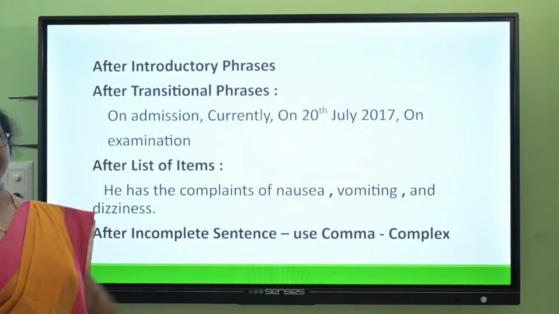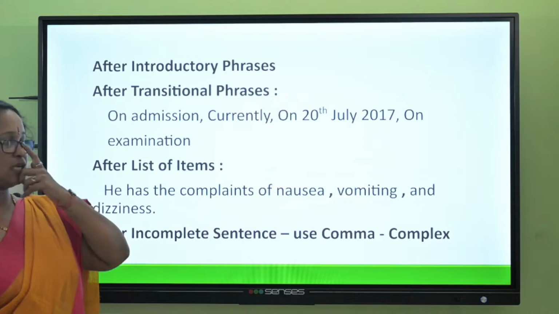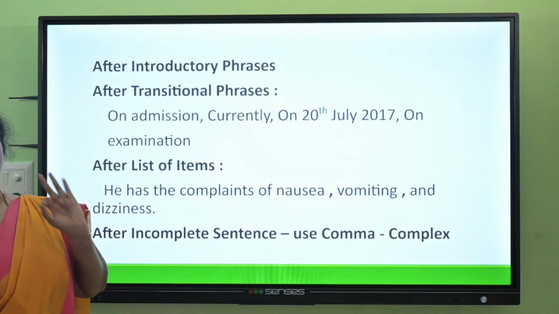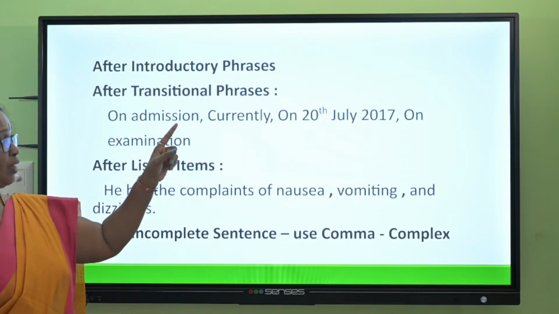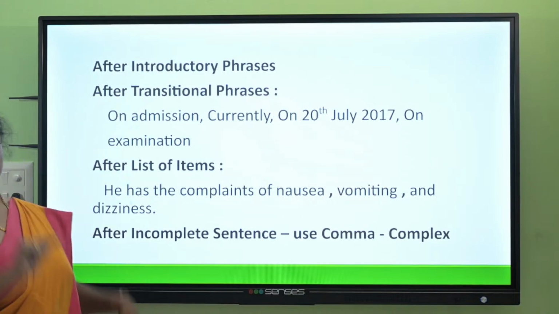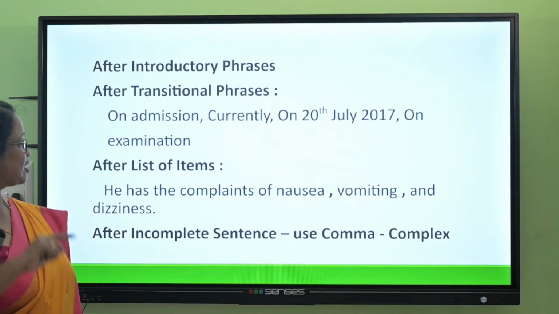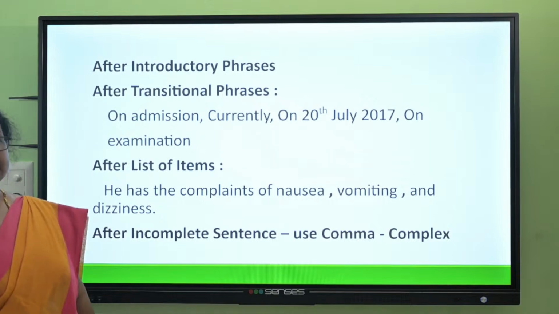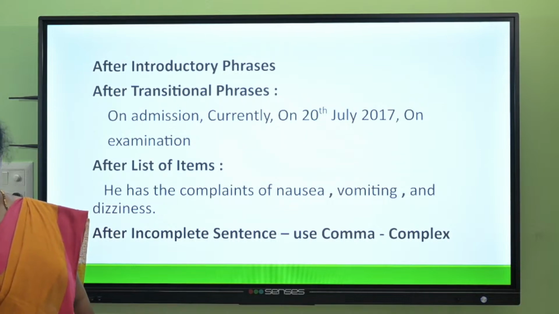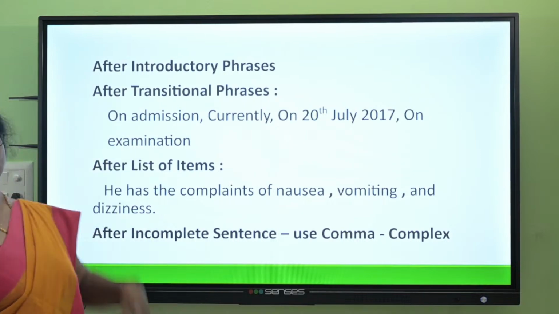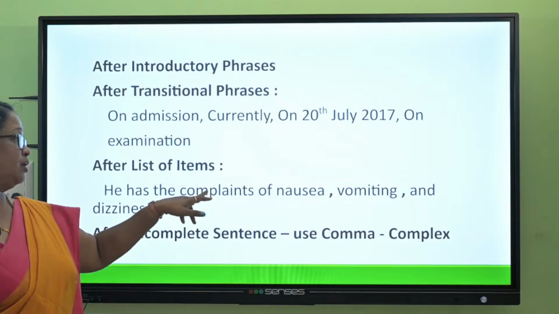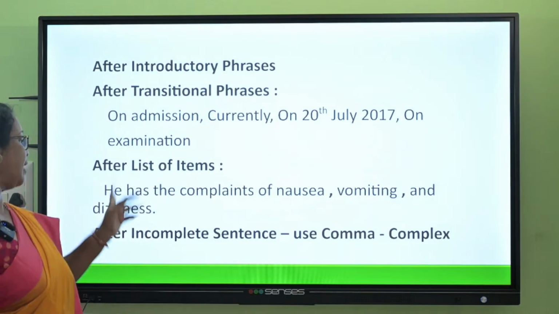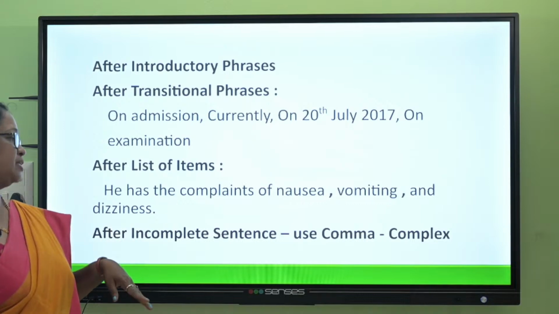Then after the introductory phrases and after the transitional phrases, compulsory you have to use a comma: on admission, comma, currently, comma, on 20th July 2017, comma, on examination, comma, during hospital stay, comma, etc. Subsequently, comma, currently, comma, consequently, comma, postoperatively, comma, like that you have to put the commas. And after a list of items, you see, as a complaint, before that I told you, nausea, comma, vomiting, comma, and dizziness. And after the incomplete sentence, use a comma.